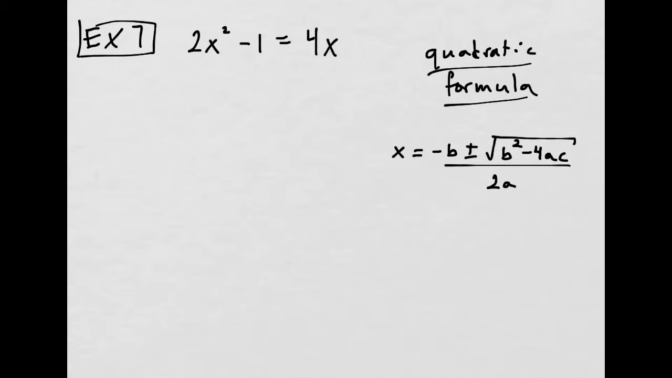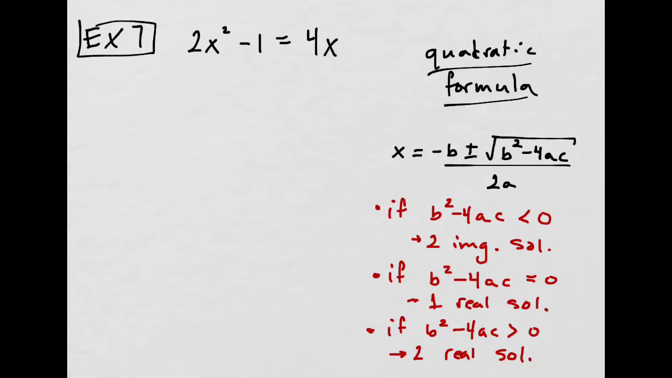And of course, the quadratic formula is this. Now remember, if you have this part and it's negative, you get two imaginary solutions, two imaginary roots. If this part is 0, then you get one real root, and if this part is bigger than 0, you get two real solutions. That's something to pay attention to, because sometimes they ask you questions that require you to know that. Okay. So let's solve this problem.